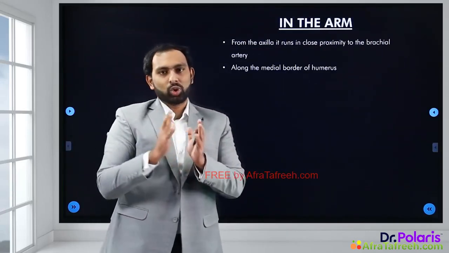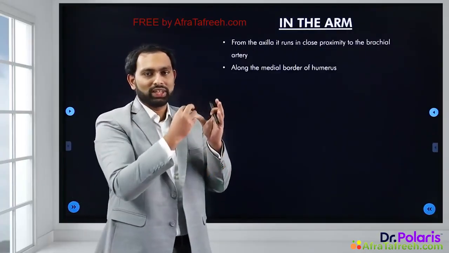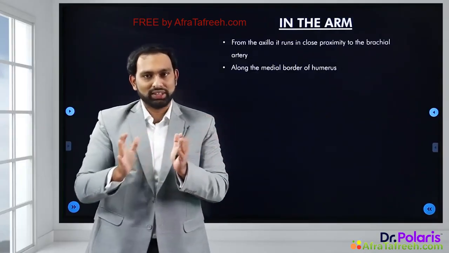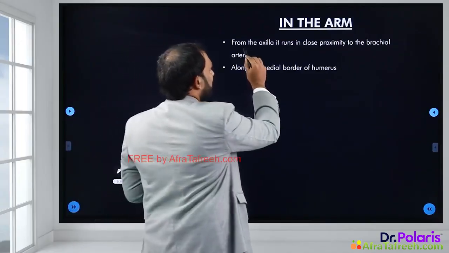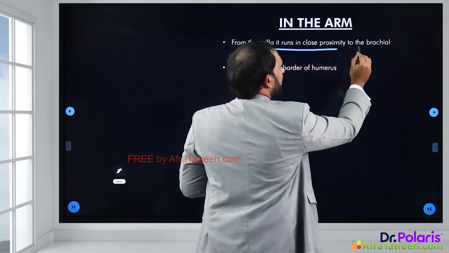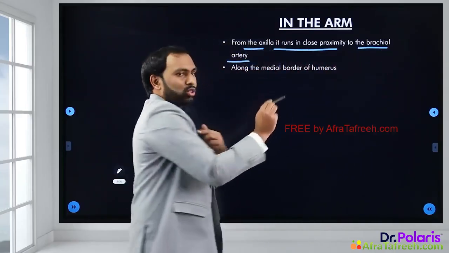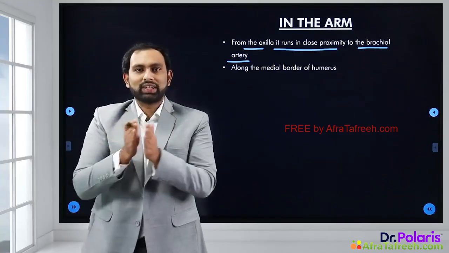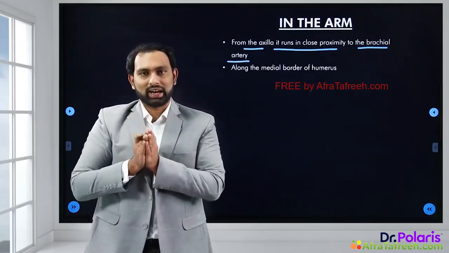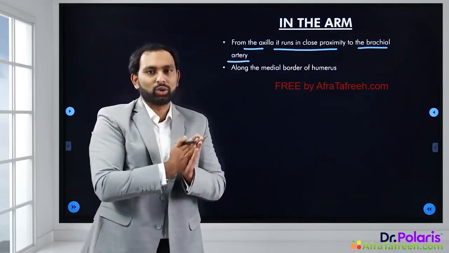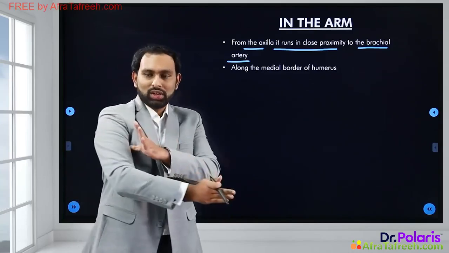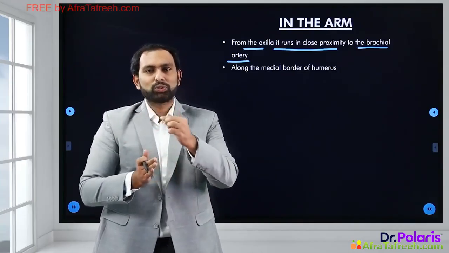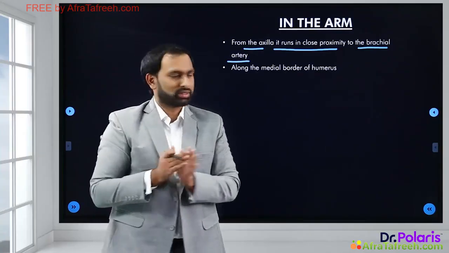Now let's understand the course of the ulnar nerve in the arm. It comes out of the inferior trunk of the brachial plexus and now it is lying in the arm. So what happens to the ulnar nerve in the arm? In the arm, around the axilla, it runs in very close proximity to the brachial artery, which comes in from the medial aspect of the arm. The ulnar nerve lies very close to that brachial artery, and it runs very close to the medial border of the humerus.